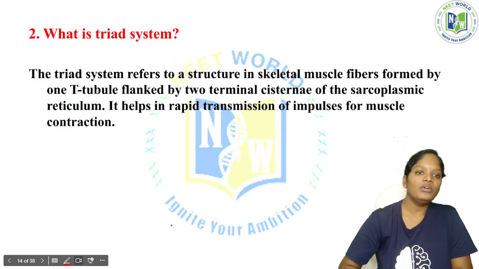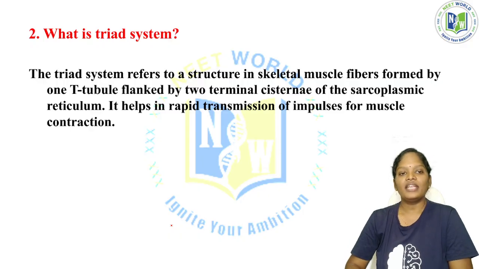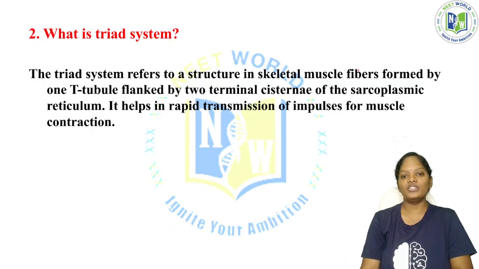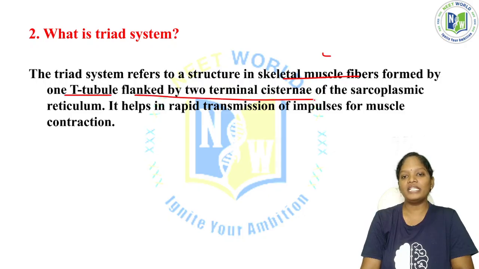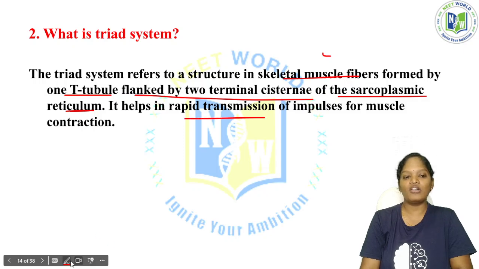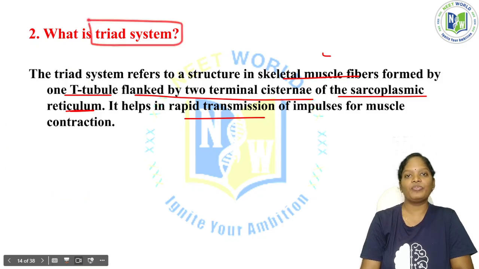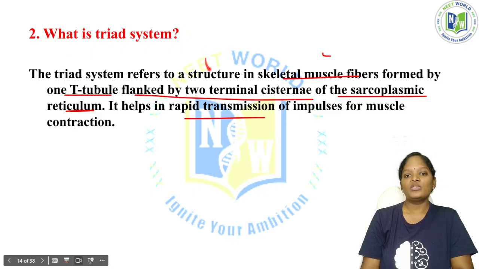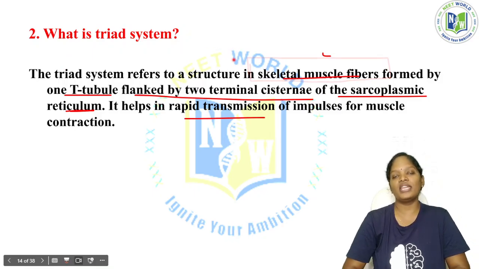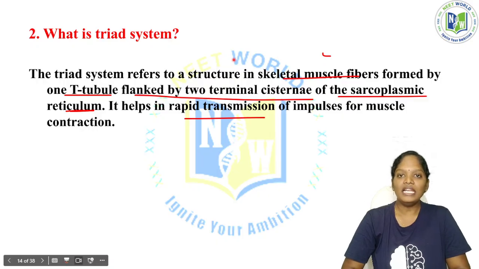Now, what is the triad system? The triad system refers to the structure in the skeletal muscle fibers formed by one T-tubule flanked by two terminal cisternae of the sarcoplasmic reticulum. It helps in the rapid transmission of impulses for muscle contraction. See, they are asking about the triad system. So what is meant by triad system? This is the structure which is present in the skeletal muscle fibers.